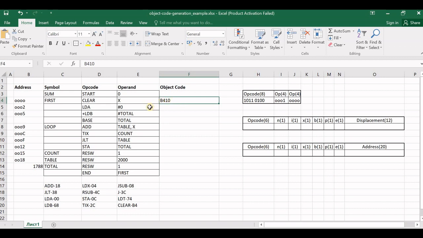Next, coming to the next instruction, LDA #0. LDA #0 is in format 3. So this is the empty instruction set for the format 3 instruction. First 6 bits for opcode. Next you have 6 bits for addressing mode, 5 bits for the flags, 1 for the extended bit, and the last 12 bits for displacement. So when you see the instruction LDA #0, what is the opcode for LDA?